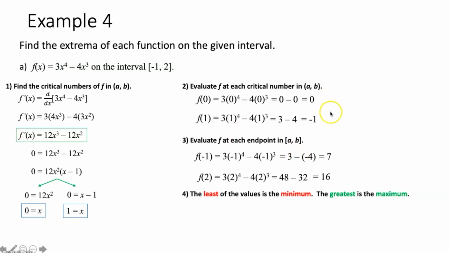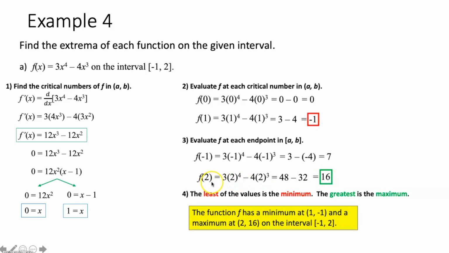Now, I look at all of these y values, and I determine which one is going to be my minimum and which one is going to be my maximum. So my minimum is my smallest y value. So what is the least y value here? That would be this -1. That's going to be my minimum. So I'm going to have a minimum of -1 at x is equal to 1. My maximum would be the greatest y value. So that would be here. So that would be 16. So I'm going to have a maximum of 16 at x is equal to 2.